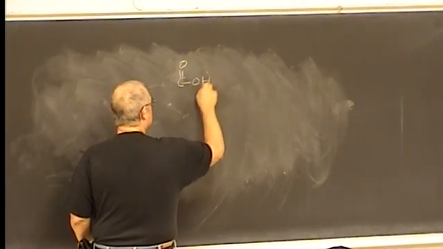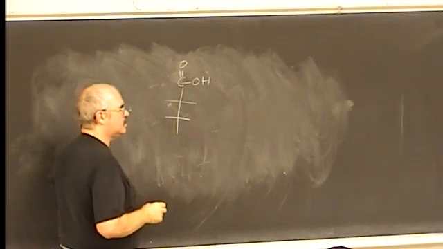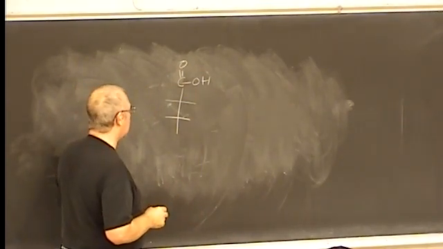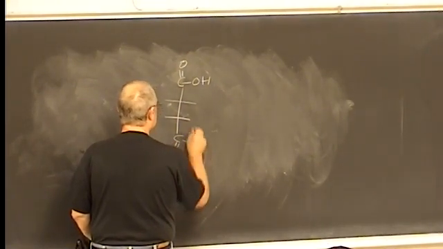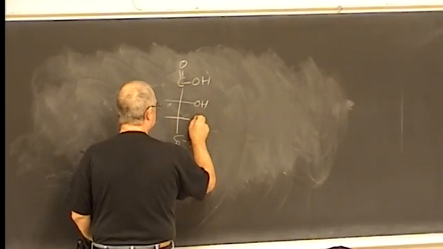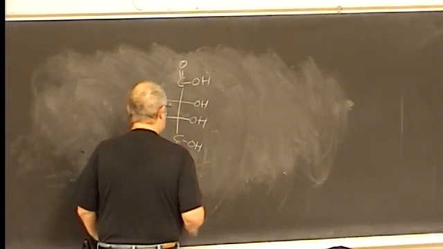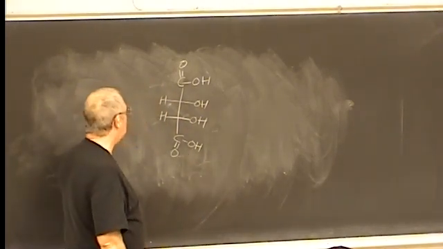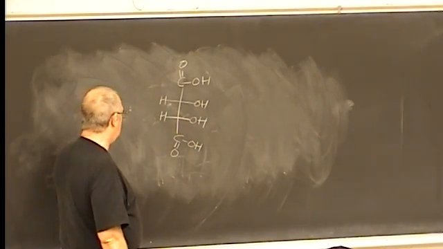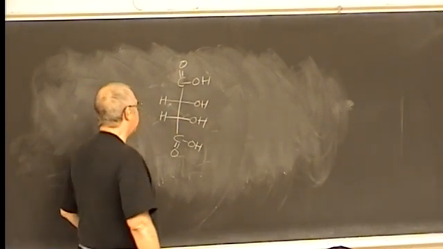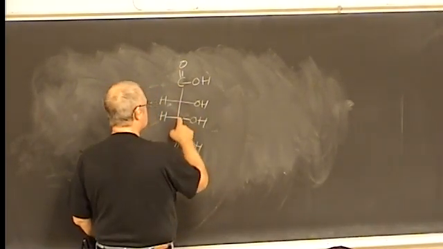In a Fisher projection, chiral centers are represented as pairs of intersecting lines. This is a compound called tartaric acid. And each chiral center is independent. We have 2 chiral centers.